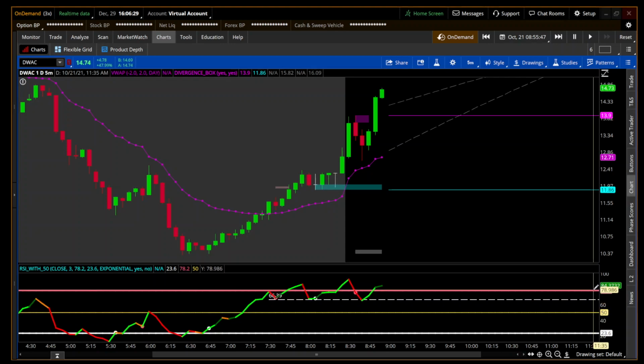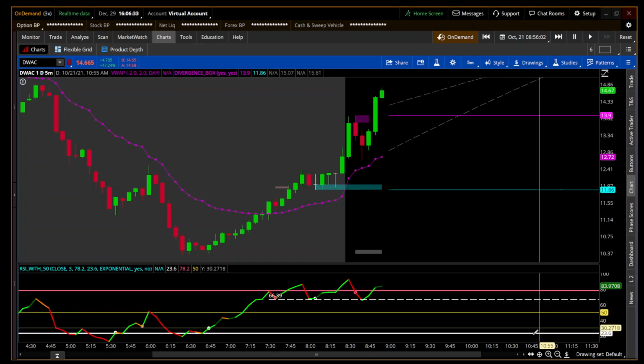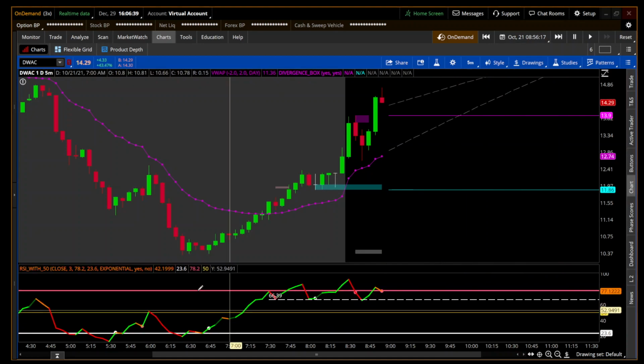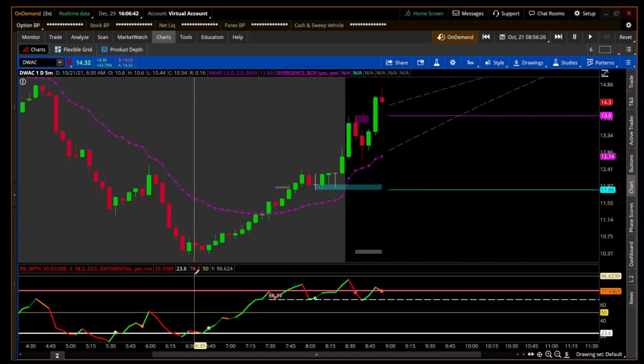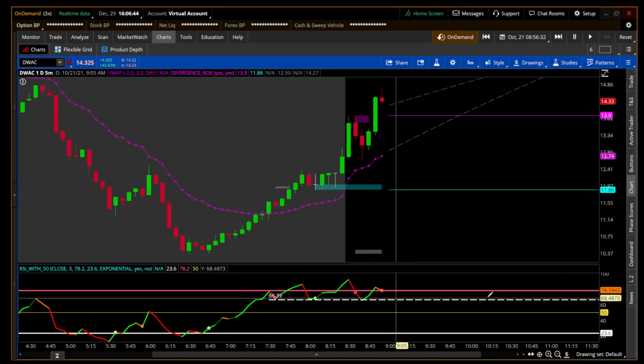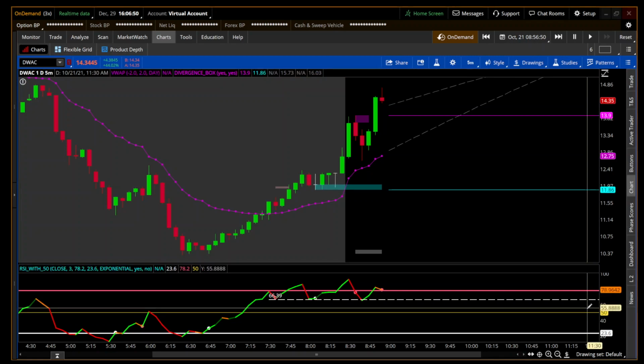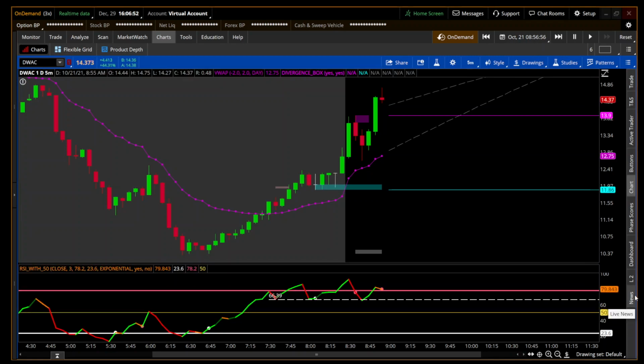My overbought is at 80, and my oversold is at 23.6. 23.6 is a Fibonacci, and I lied. My overbought is at 78.2, which is another Fibonacci ratio level actually. And you got the 50 line with this RSI.